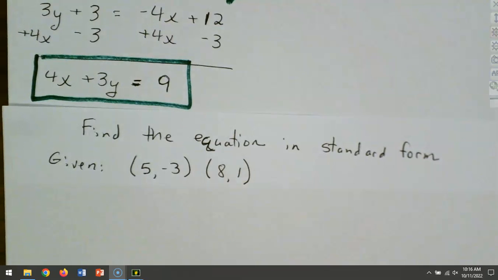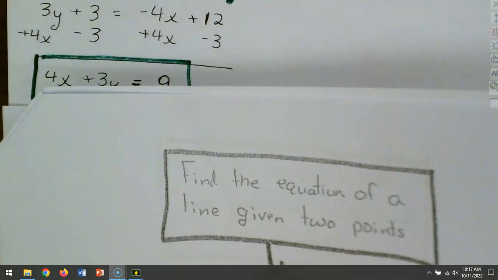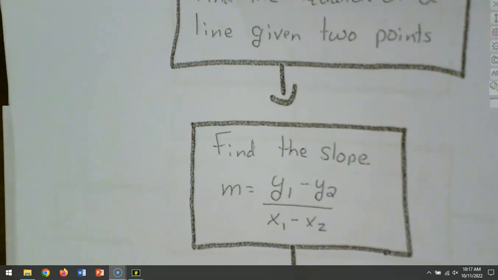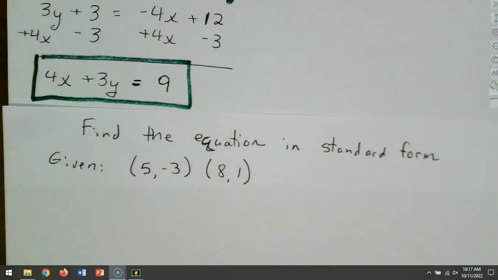So this one is pretty much the same as the last one. We just have one extra step. So what do we need to do? We can't just use the point slope formula. We look at our flow chart. What does it say to do first? It says find the slope. So that's what we're going to do. We're going to write up our formula, and we're going to find our slope.